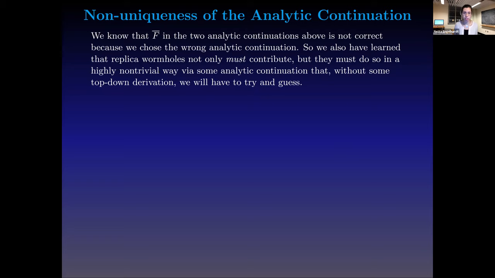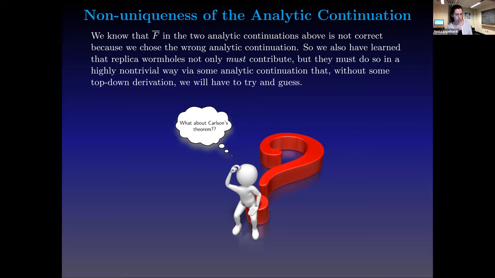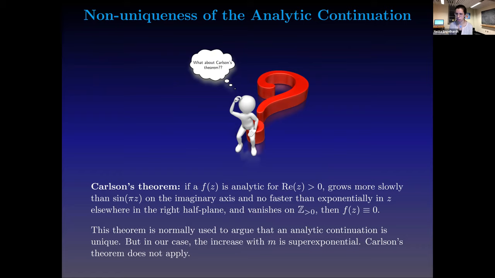Now, some of you who work with the replica trick on a regular basis might be wondering what about Carlson's theorem? Carlson's theorem is normally used to justify uniqueness of the analytic continuation in the replica trick. Here's the statement of the theorem. One of the assumptions that goes into it is that this function grows no faster than exponentially in Z in the right half plane. Now, in our case, this is not true. We have a super exponential increase, and so Carlson's theorem does not apply.